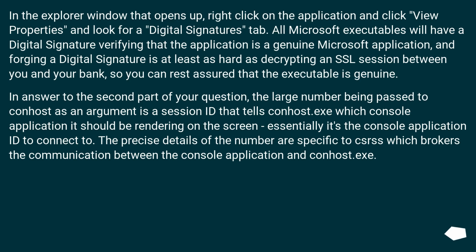In answer to the second part of your question, the large number being passed to conhost as an argument is a session ID that tells conhost.exe which console application it should be rendering on the screen. Essentially, it's the console application to connect to. The precise details of the number are specific to CSRSS, which brokers the communication between the console application and conhost.exe.